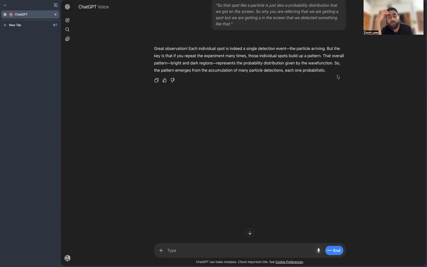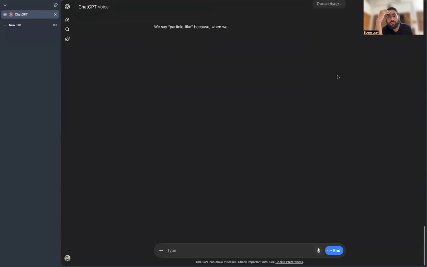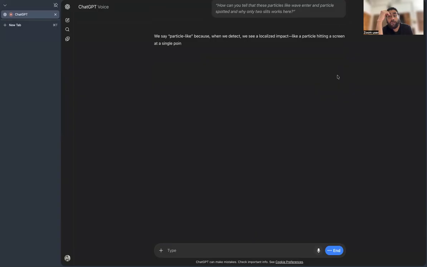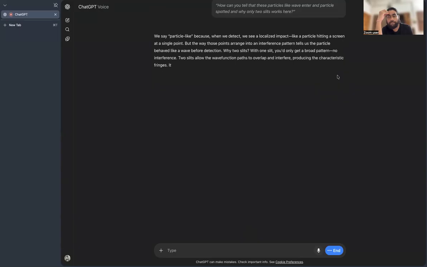How can you tell that these are particle-like behavior or wave-like interference and particle spots, and why do only two slits work here? We say particle-like because when we detect, we see a localized impact, like a particle hitting a screen at a single point. But the way those points arrange into an interference pattern tells us the particle behaved like a wave before detection. Why two slits? With one slit, you'd only get a broad pattern, no interference. Two slits allow the wave function paths to overlap and interfere, producing the characteristic fringes. It's this interference that shows the underlying wave behavior, even though we detect particles. It's that duality, wave evolution, particle detection.